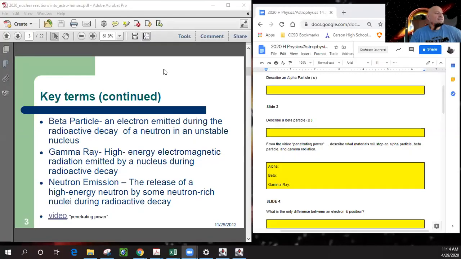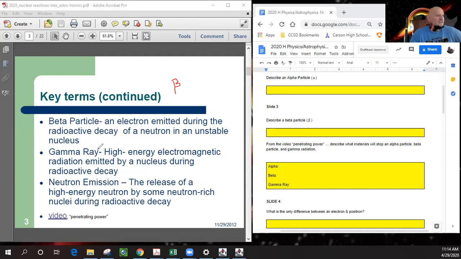Okay, all right, now we're back to slide number 3 here. This is a new term called beta particle. It's an electron emitted during radioactive decay. So basically, it's a fast-moving electron, okay? And a beta particle is usually given with the symbol beta, okay? It's a fast-moving electron, okay?